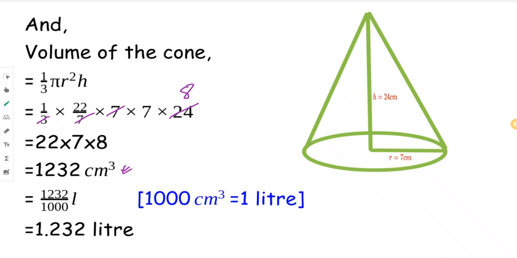Now because they told us to convert in terms of liters, 1000 centimeter cube equals 1 liter. So we're going from the smaller to the bigger unit, so I have to do division. Divide by 1000, and we're going to get 1.232 liters.